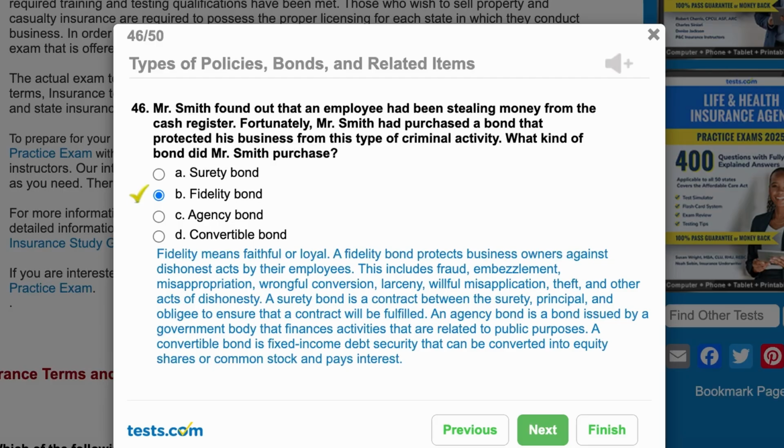A surety bond is a contract between the surety, principal, and obligee to ensure that a contract will be fulfilled. An agency bond is a bond issued by a government body that finances activities that are related to public purposes. A convertible bond is a fixed income debt security that can be converted into equity shares or common stock and pays interest.